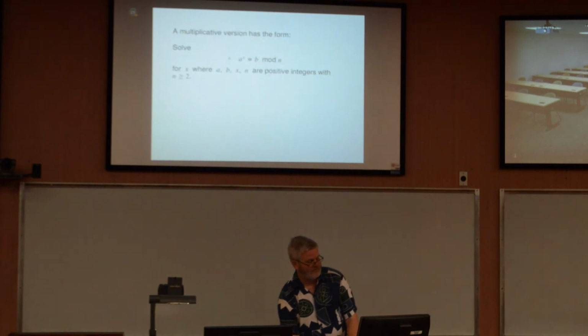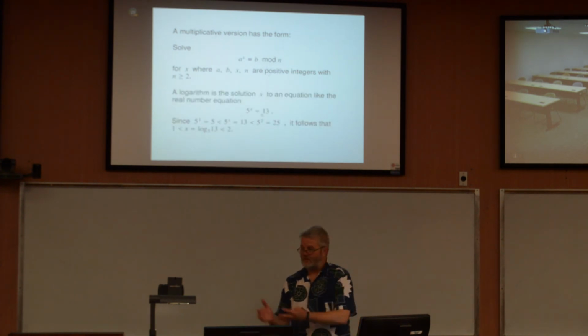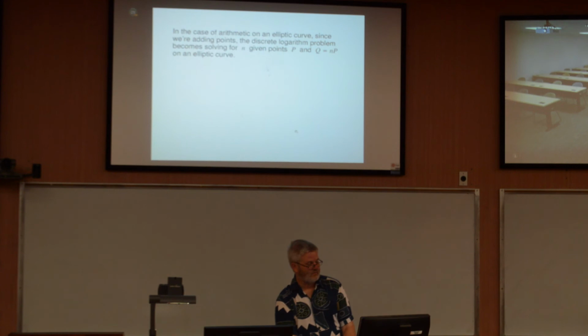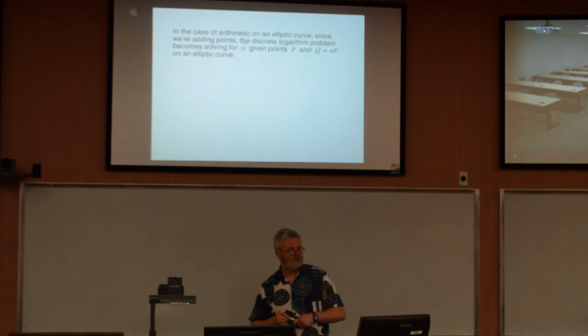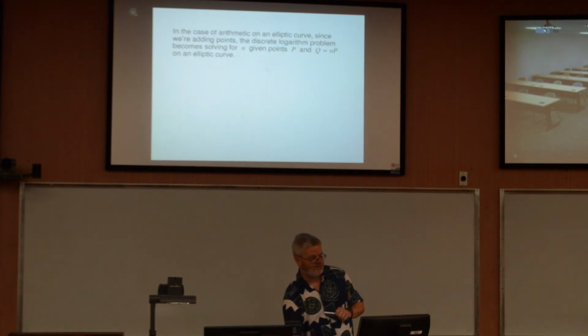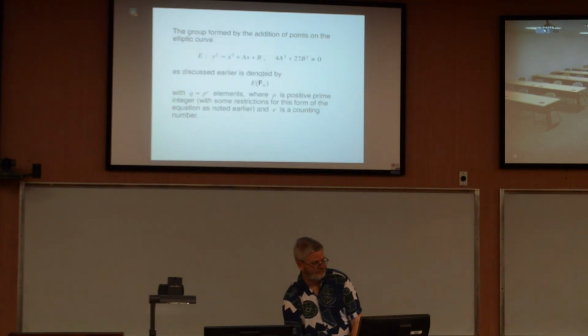Here's a multiplicative version of that. We have a to the x, where x is the exponent, congruent to b mod n. This comes up in college algebra, where if you're working with real numbers, that's where a logarithm comes from. It's a solution to an equation like 5 to the x equals 13. You can figure out that the exponent you need on 5 to give you 13 is somewhere between 1 and 2. In the case of arithmetic on an elliptic curve, since we're adding points, the discrete logarithm problem becomes solving for n, given points P and Q.